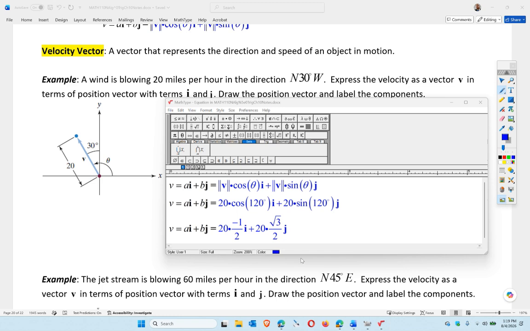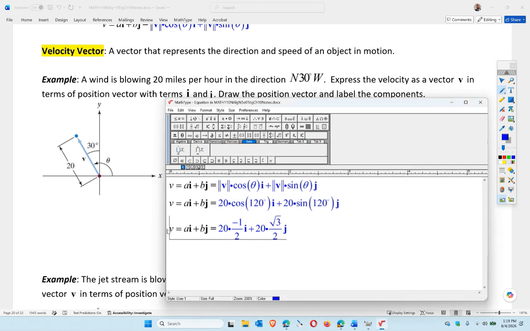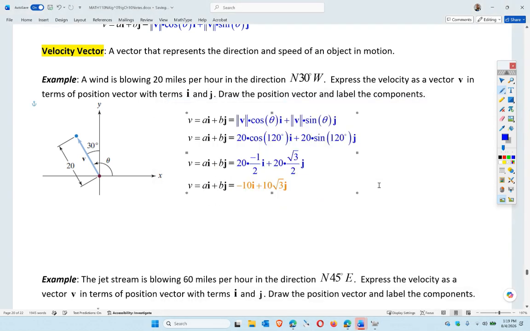Okay, so I do a little bit of extra algebra here. The vector would be what? Negative 10. And half of that will be 10 root 3, right? And I think I have it. There's my vector. Format, color, orange. Okay, here's the equation for my vector using trig, essentially.